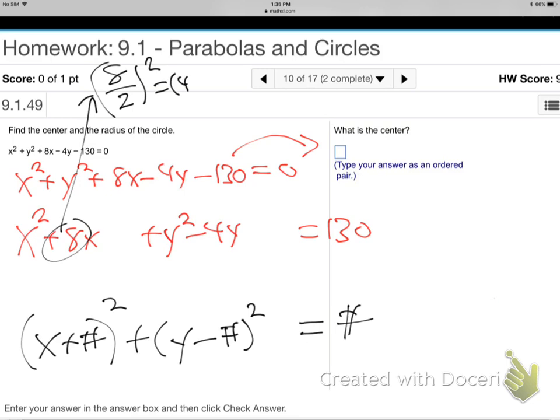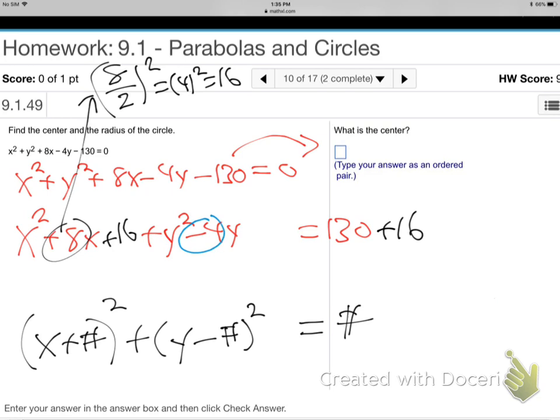And so that would be 4 squared, 16. So that means you need to add 16 here. And whenever you add 16 to the left side, you've got to add 16 to the right side so you don't change anything. Remember that a little bit? Is it coming back? And then for the y, do the same thing.